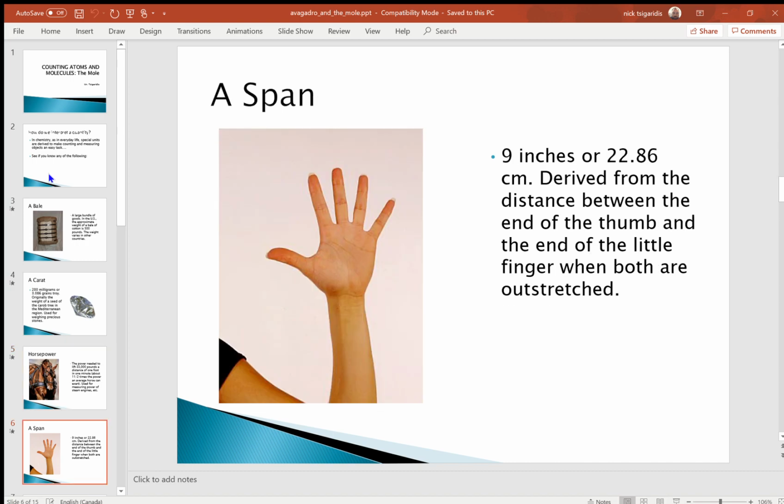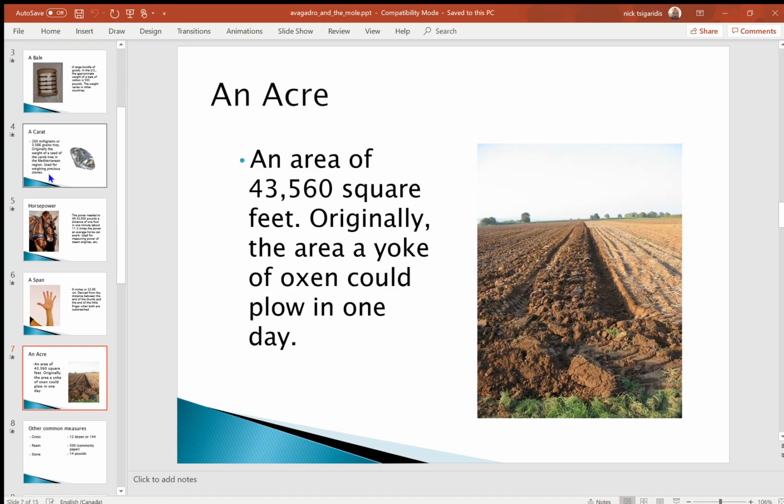A span, so when we're talking about a span, we're talking about 9 inches, or roughly the distance between your thumb and your pinky finger. An acre, that is roughly the amount of space that a particular yoke or oxen could have plowed in one day when we use those things. Of course, we don't use yoke or oxen to plow land today. We use tractors and other things like that. But an acre is 43,560 square feet. And that's where these arbitrary units had. So if you had 100 acres, then you would need 100 days with 1 oxen or yoke to plow that particular land there.